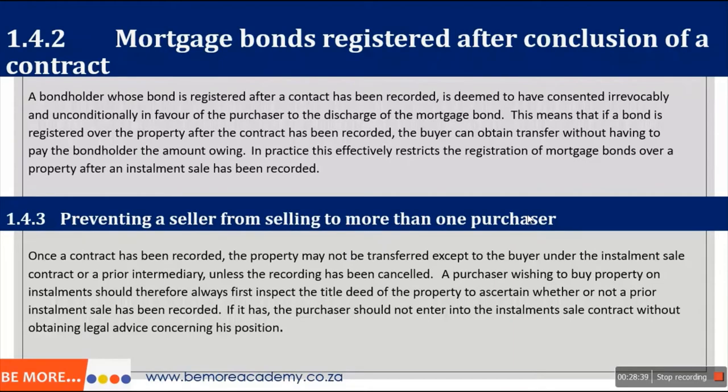In practice, this effectively restricts the registration of the mortgage bond over the property after an installment sale has been recorded.